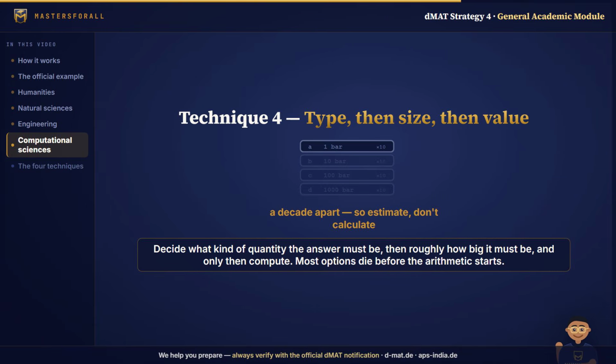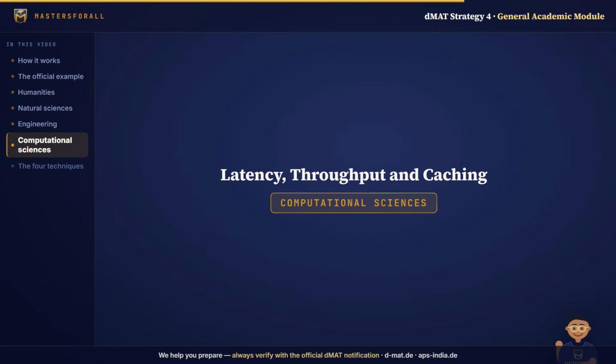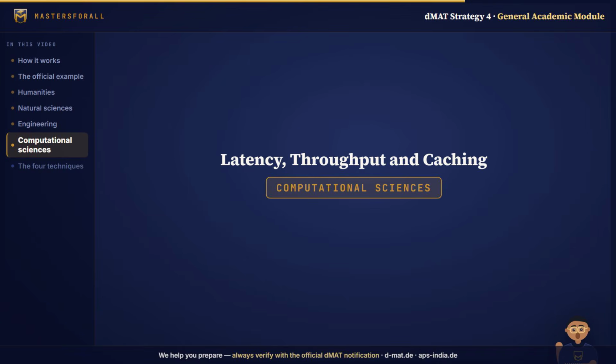The text planted the constant. Pressure rises about 1 bar every 10 meters. 10,000 meters, 1 bar per 10, 1,000 bar in 5 seconds. When the options are a decade apart, the examiner is telling you to estimate. Take the hint.